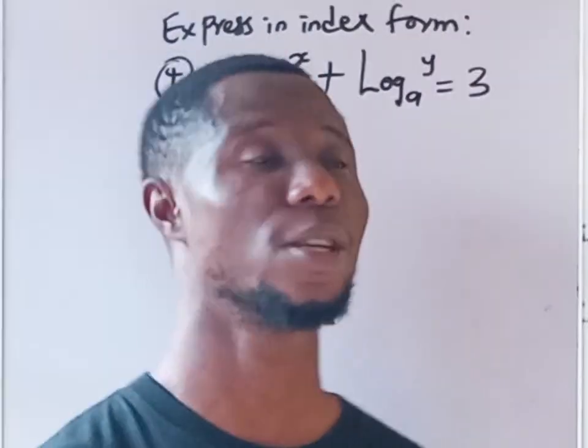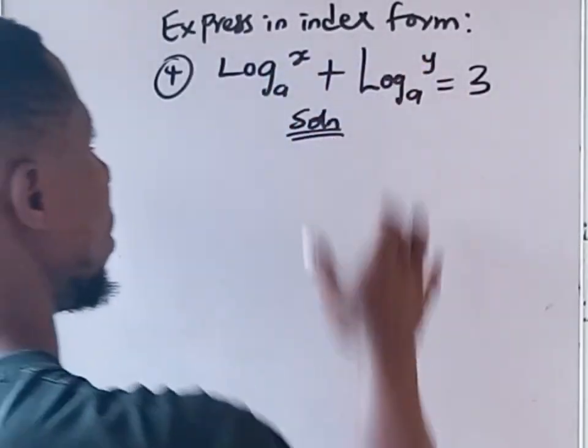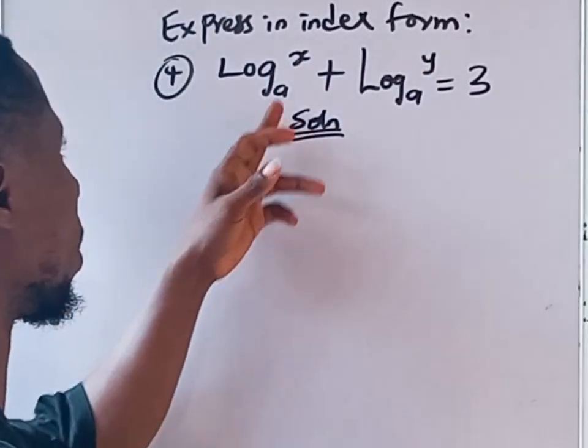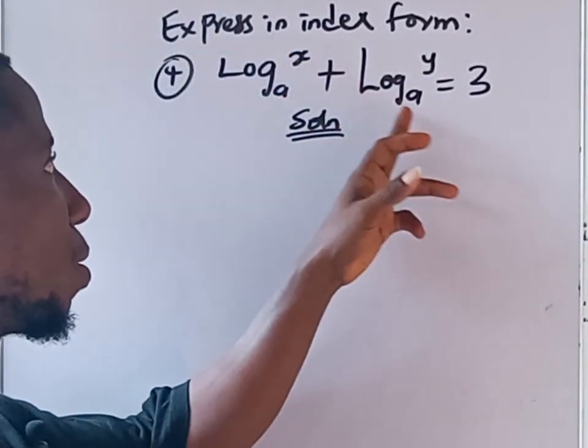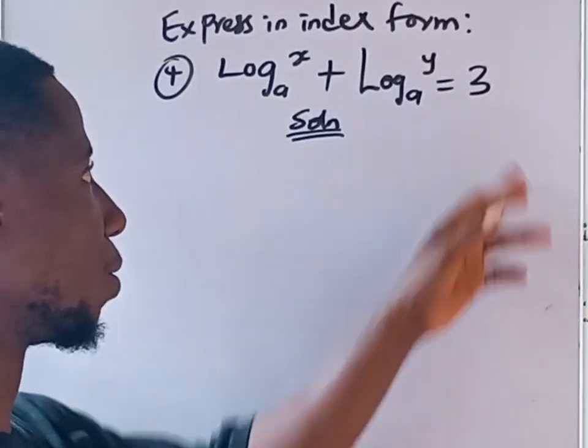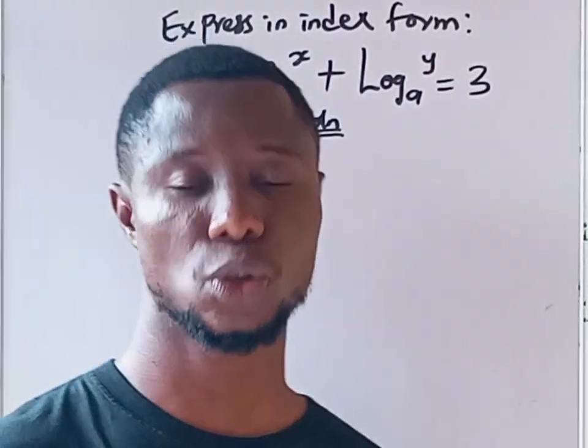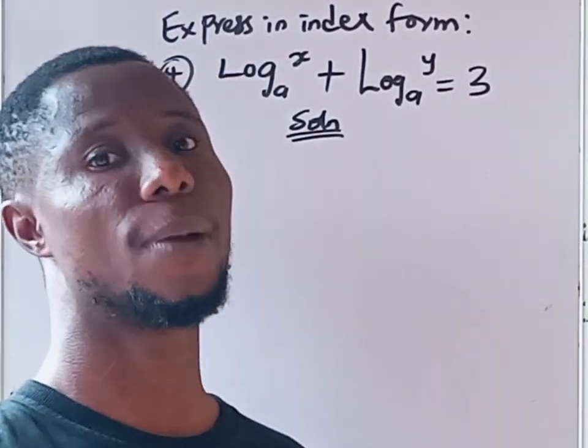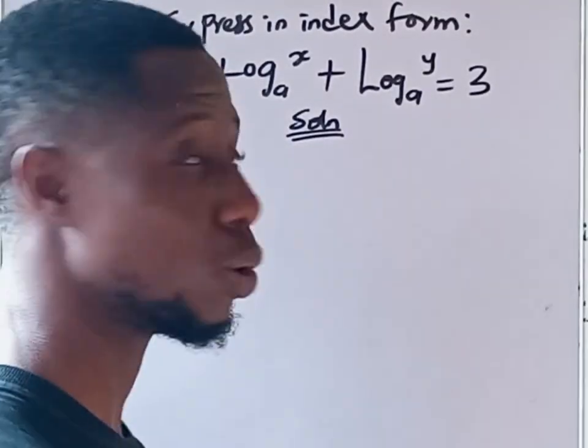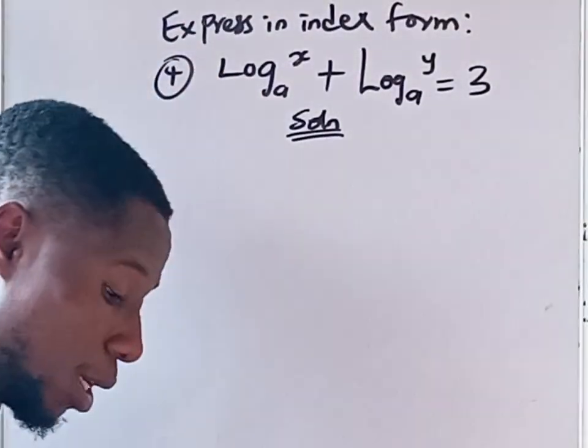Let's consider this question. Expressed in index form, log a raised to the power of x plus log a raised to the power of y is equal to 3. Now, to solve this question, we are going to apply our log rule, which is also our indices rule.